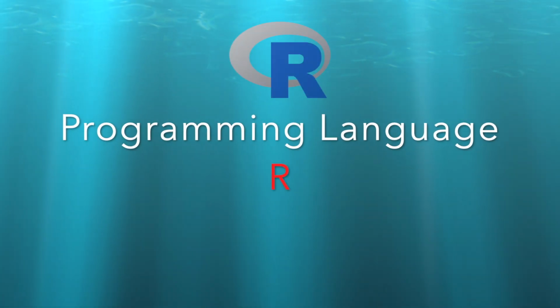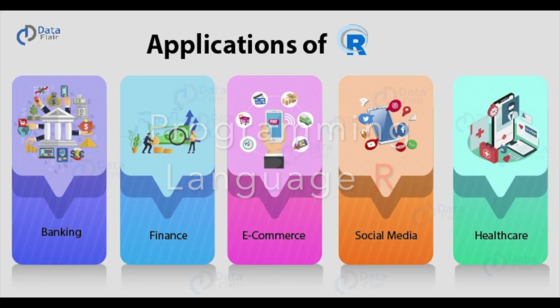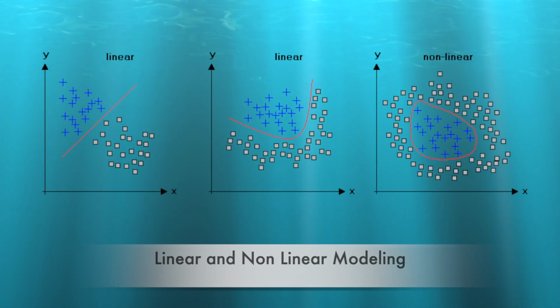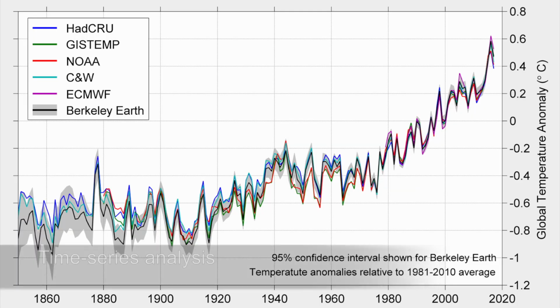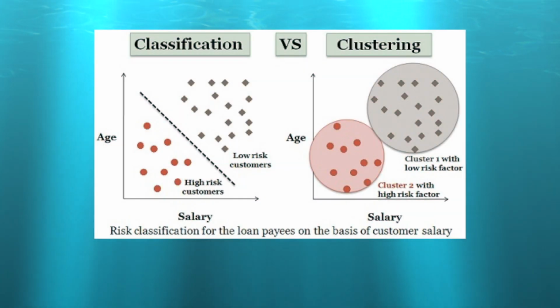Our next programming language is R. R is a free software environment for statistical computing and graphics, which include linear and nonlinear modeling, classical statistical tests, time series analysis, classification, and clustering. It is supported by the R Foundation for Statistical Computing.